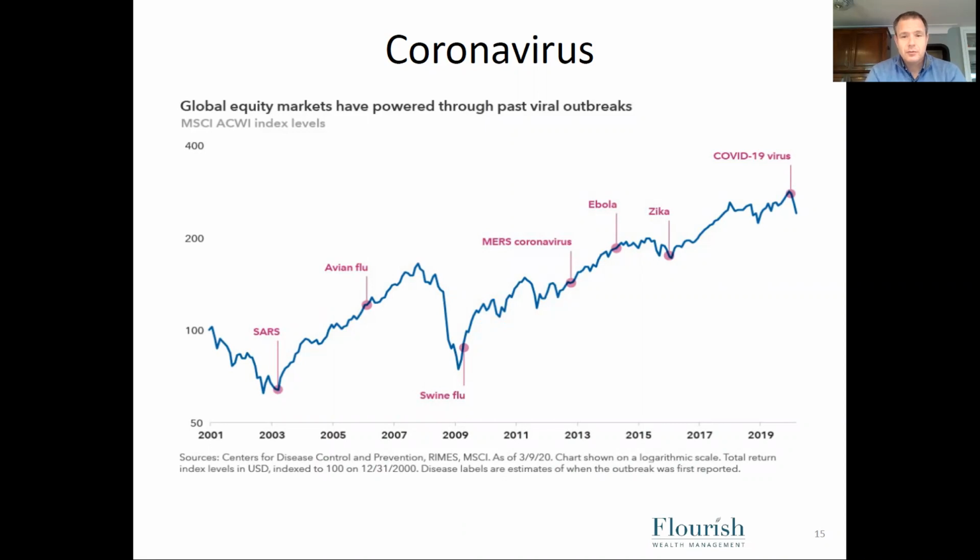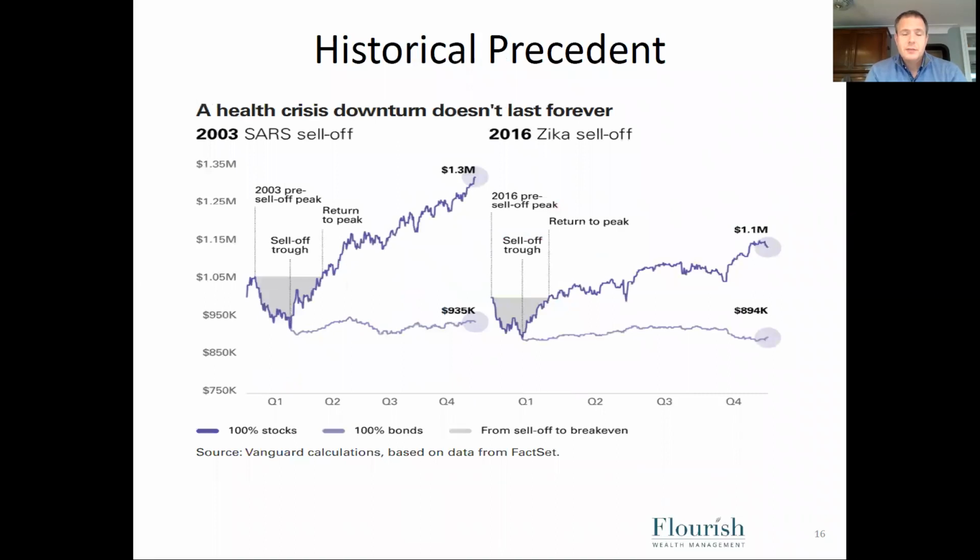This chart looks at coronavirus compared to some of the other viral outbreaks that have taken place across the past, some of which have had a bigger impact on the markets and some which have not. The two best examples are SARS from 2003 and Zika from 2016.